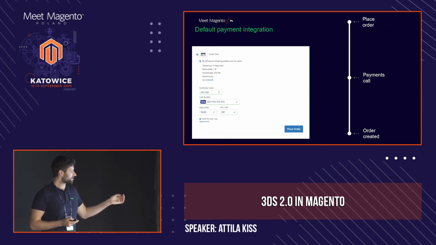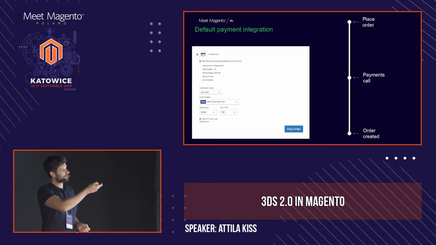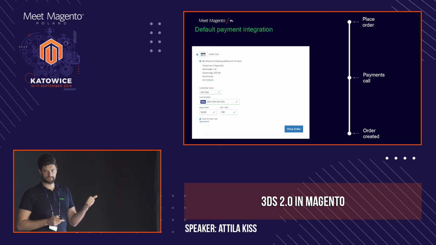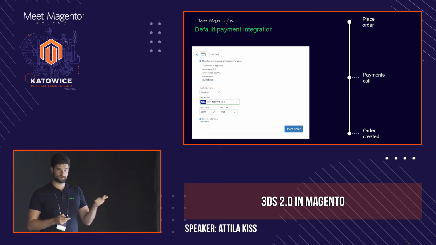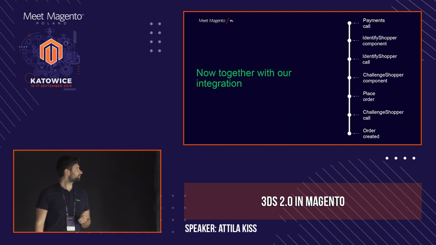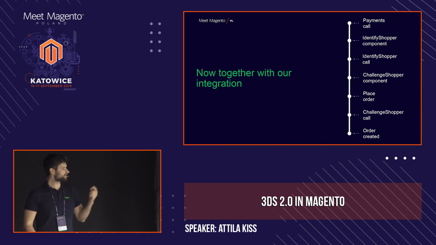This is how it looks like. And as you can see on the right, at first the user clicks on the place order button, then we do the payments call, and after that the order is created. How it looks like in the 3DS2 process. As you can see on the right, a few more endpoint calls just appeared, and also the payments call jumped to the first place, basically switched places with the place order.